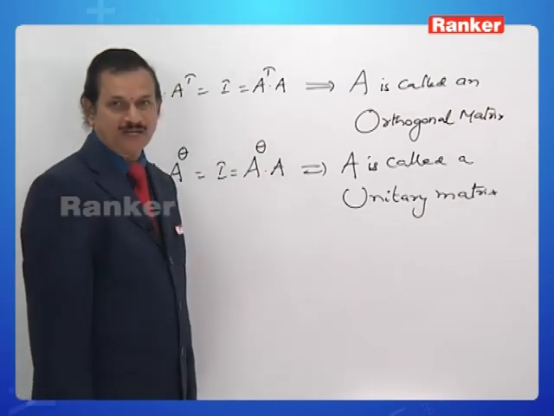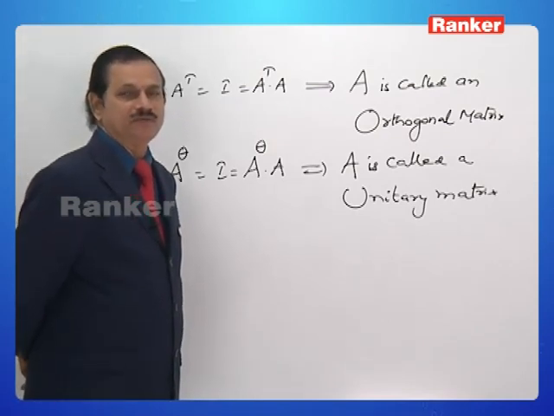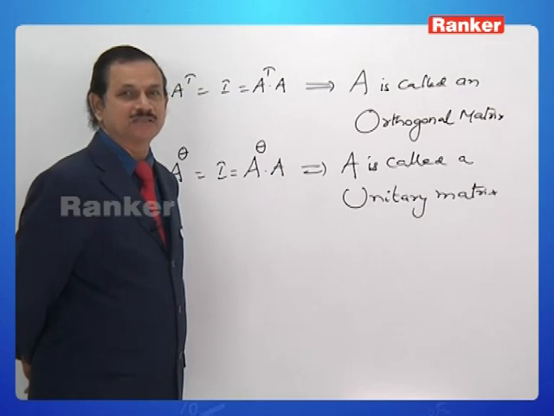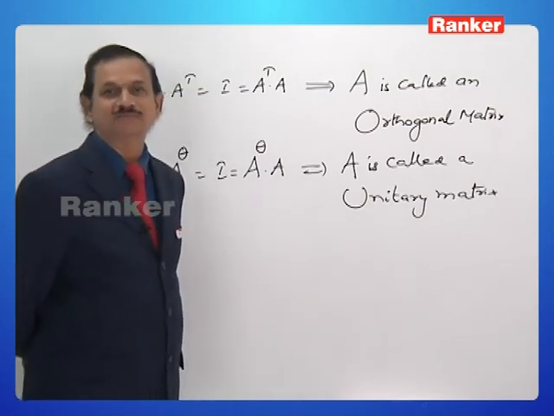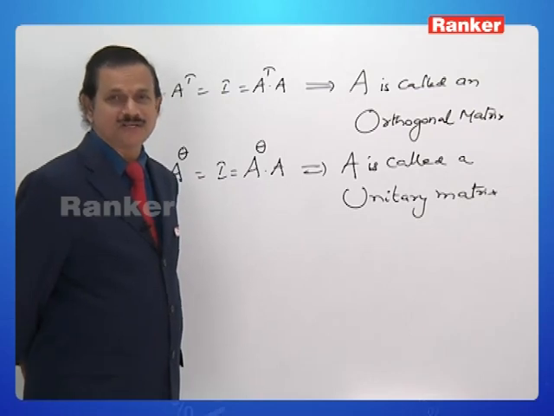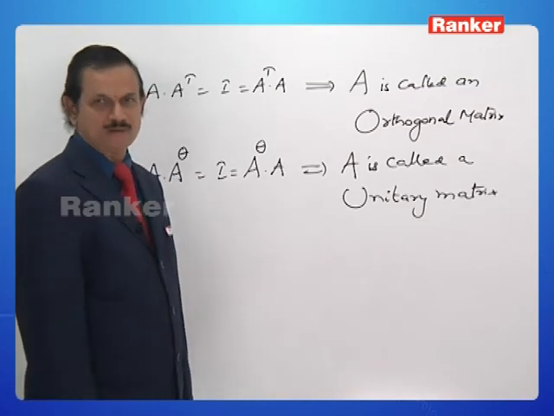One more thing: if every entry of an orthogonal matrix is a real number, then it is unitary also. Surely, isn't it? Okay. Next name and next example we shall be looking at.